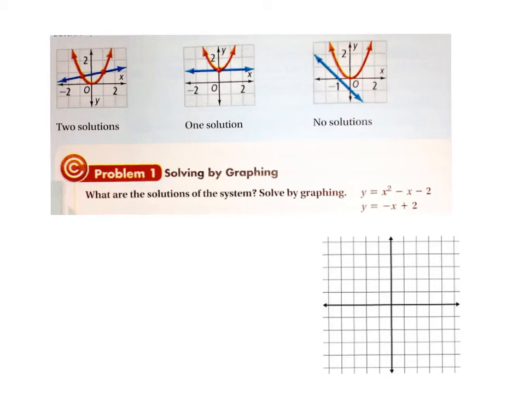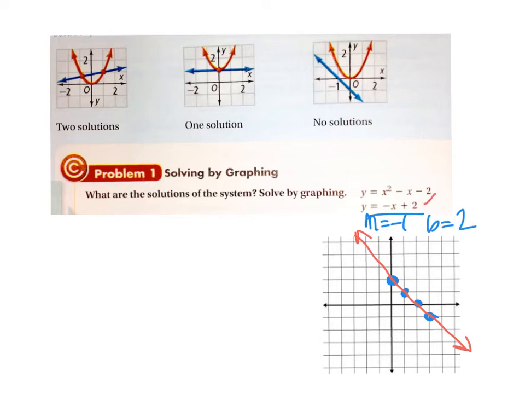So for example 1, we want to graph the two equations. First, I'm going to graph the line because the line is easiest to graph. The slope of the line is -1 and the y-intercept is 2. So we're going to go up 2 on the y-axis and put a point, and then our slope is -1, so we're going to go down 1, right 1, down 1, right 1, down 1, right 1. And then I have a line that goes through those points, and I've graphed my line.